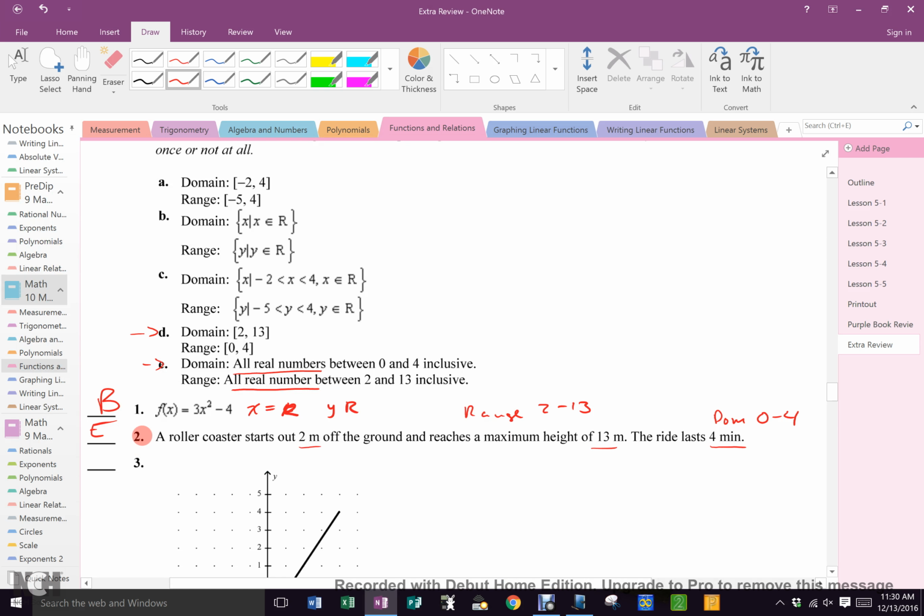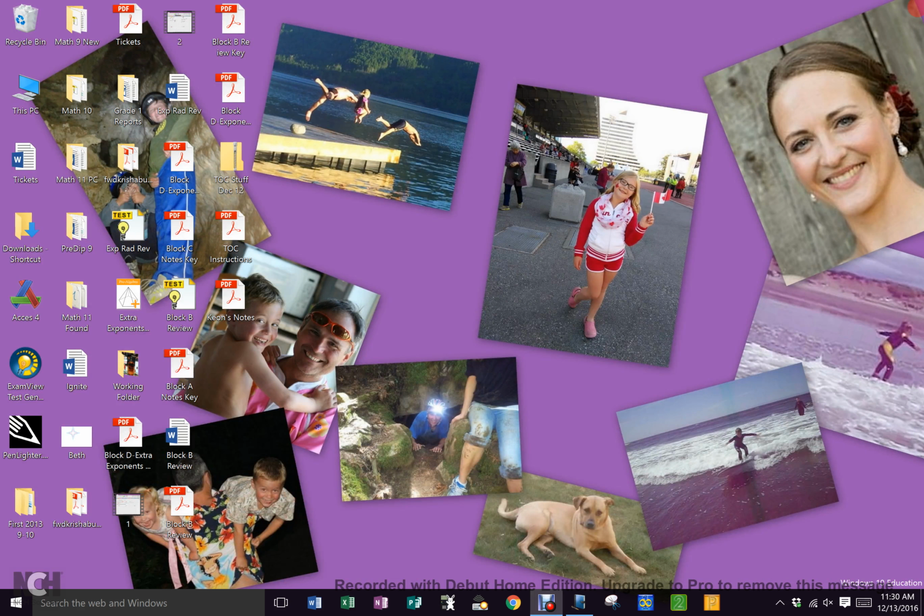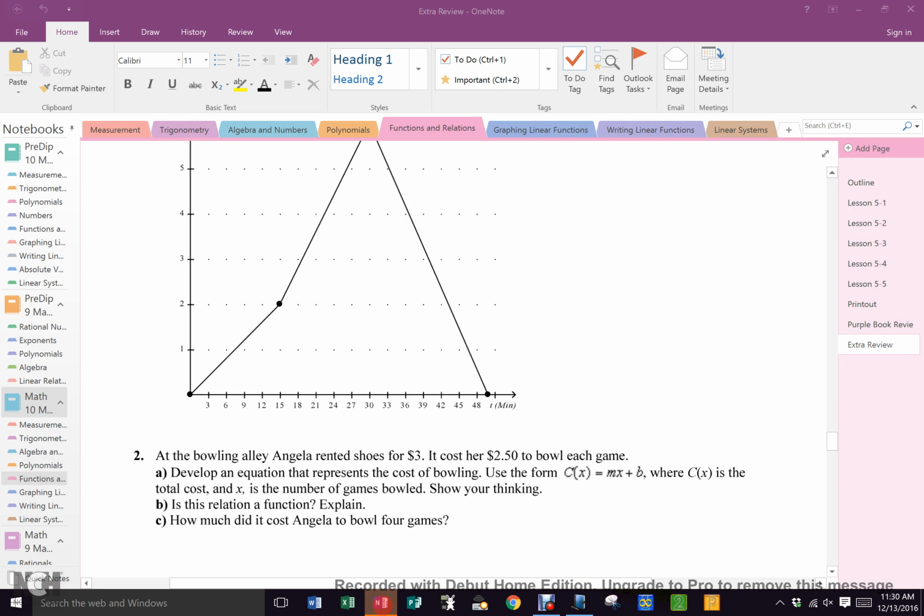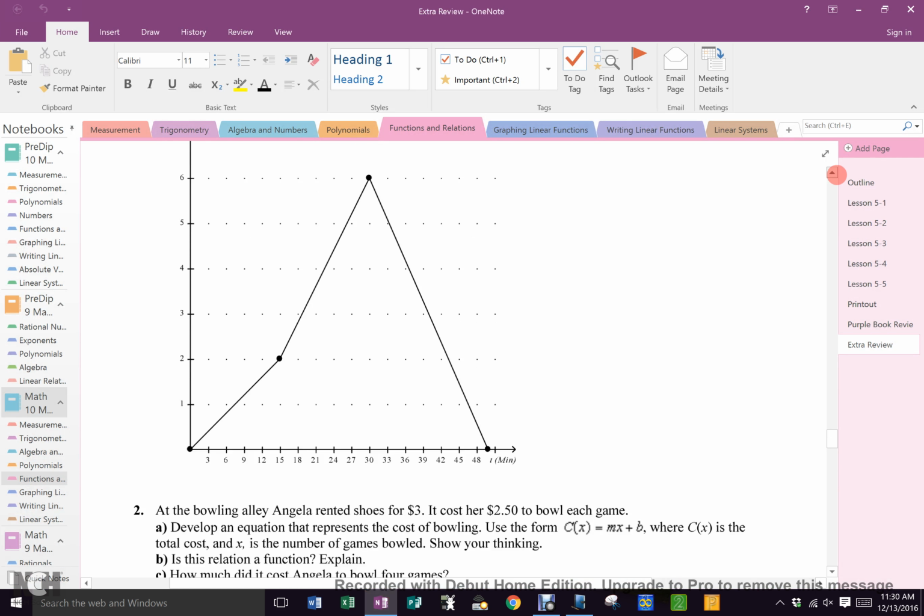Okay, so that was E. Number 3. Slide down. It's not sliding down, so we'll close it and we'll reopen it. There we go. Here we are.